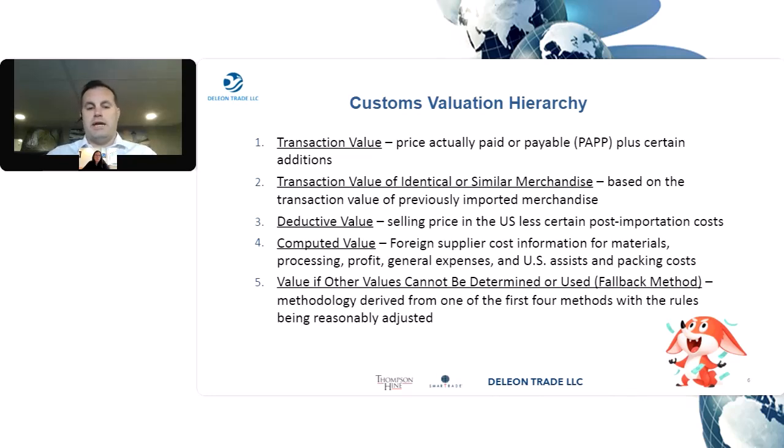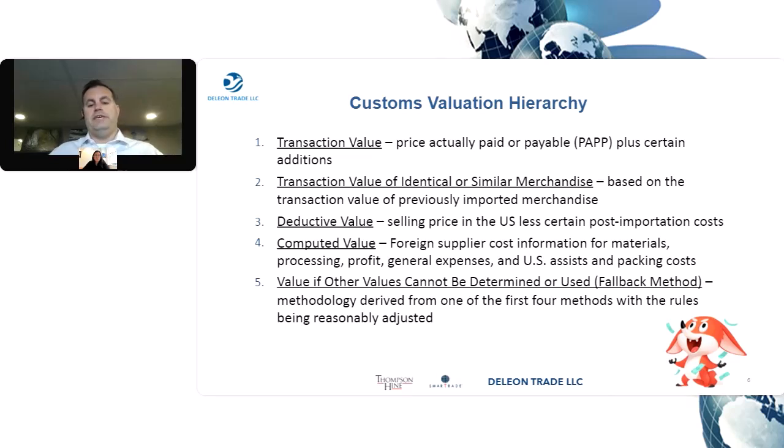This one's frequently not used all that often, but it's essentially based on a transaction value of previously imported merchandise that was imported at or about the time of the shipment in question. Not too often do we use that. It's used occasionally. Then if you don't have transaction value of identical or similar, you jump to deductive value, which is kind of difficult to use in practice. It's the selling price in the U.S. in the greatest aggregate quantity, less certain post-importation costs, whether it be a commission or a general expense and profit. It's kind of hard to execute in practice.